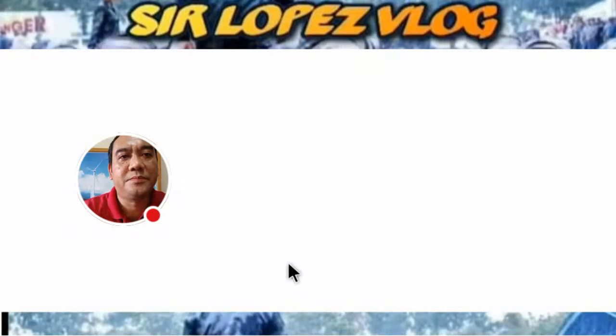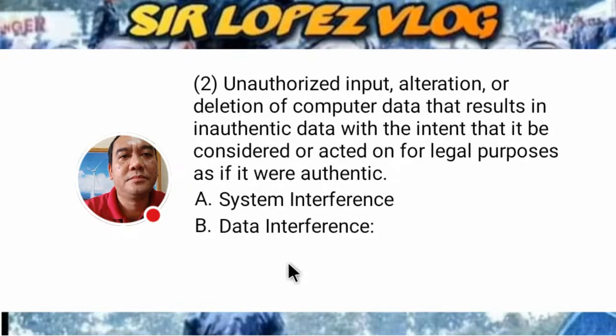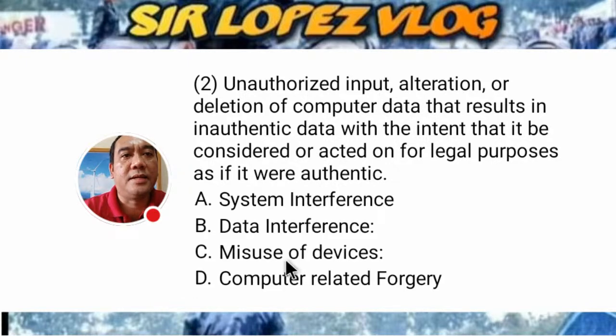Kung medyo mabilis tayo, mag-read na lang kayo after this one. Question number 2. Unauthorized input, alteration, or deletion of computer data that results in inauthentic data with the intent that it be considered or acted on for legal purposes as if it were authentic. A. System interference. Letter B. Data interference. Letter C. Misuse of devices. Or letter D. Computer-related forgery.